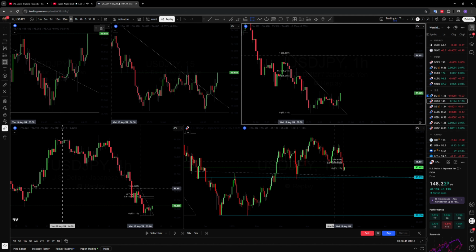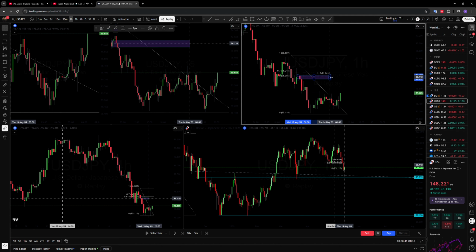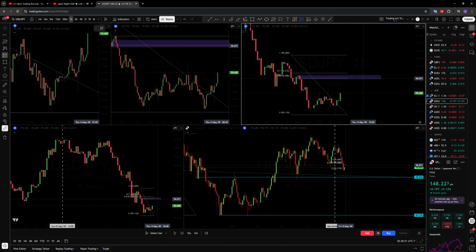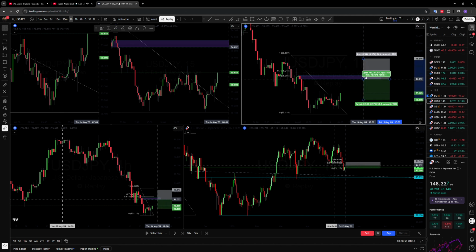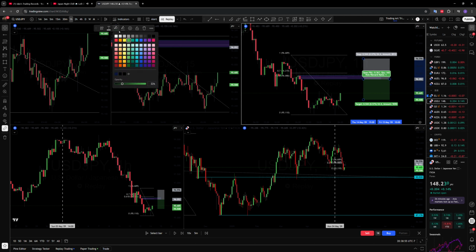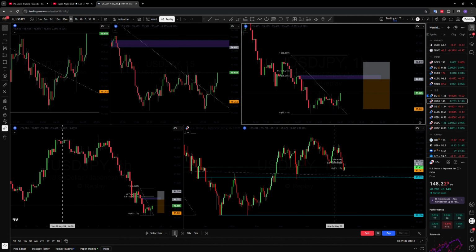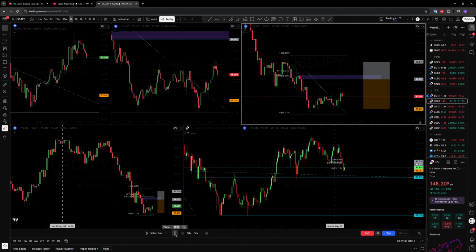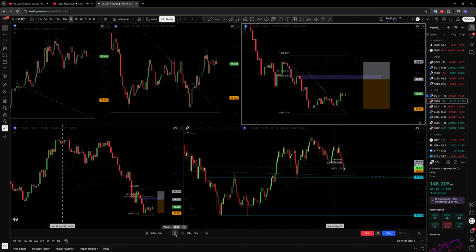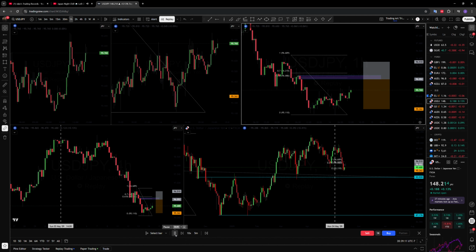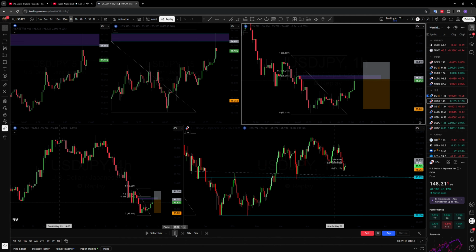Alright, around this area. Which is not a really good one, but we can mark it for further observation needed from the lower time frame. Okay, mark it for now. See if it's gonna bounce back.